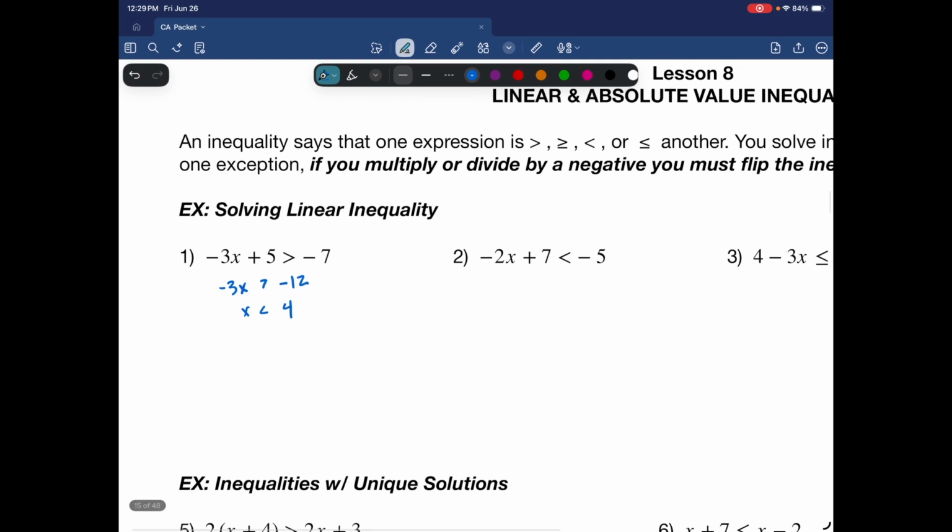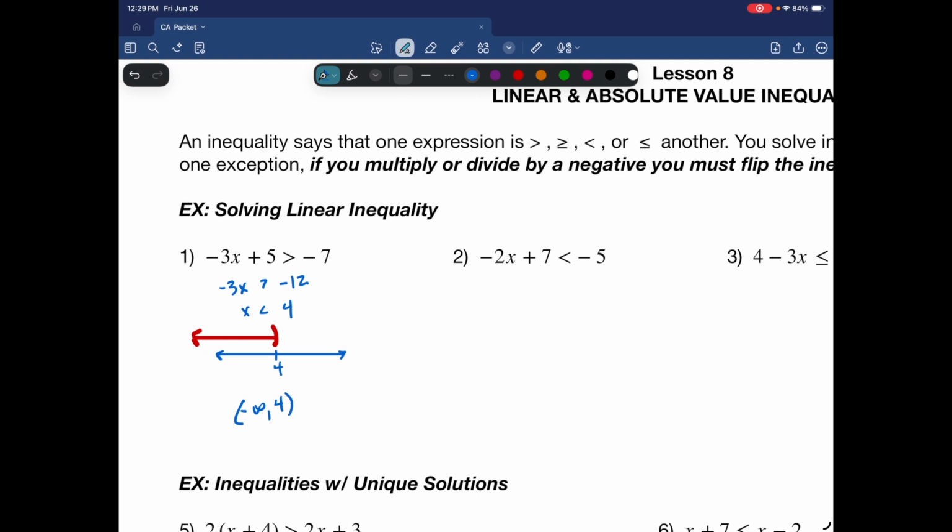Okay? So if I draw a simple graph, simple number line, I got 4, and the less than tells me the direction that I'm going to shade. So I got parentheses and shade to the left. And then my interval notation is negative infinity to 4, parentheses on both.